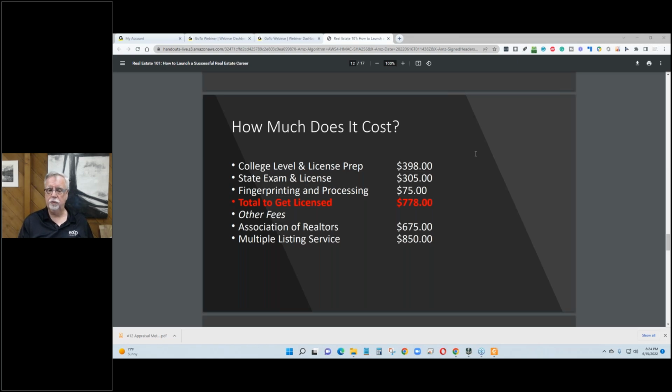What does it cost to get into real estate? $398 for the course, license preparation, state exam, and to have your license issued is $305. Fingerprints and processing is about $75. $778 gets you in. Other fees, it's about $675 a year and about $850 a year for the multiple listing service. It may vary depending on which area you're in, but not by a huge amount.